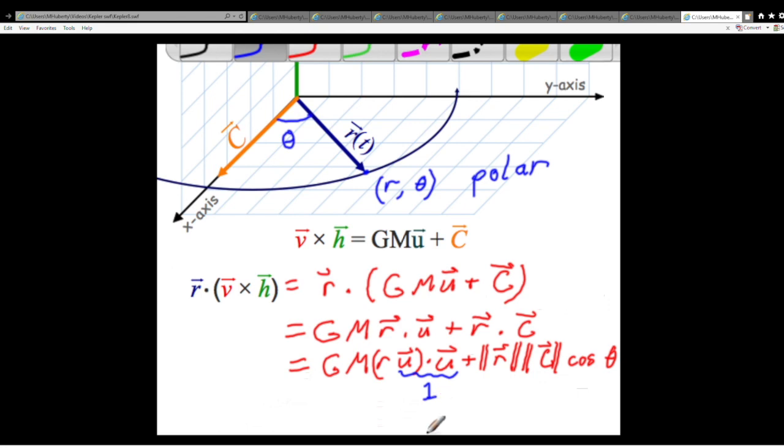And so let's just rewrite this. We now have GM r plus the magnitude of r times the magnitude of c times the cosine of theta.